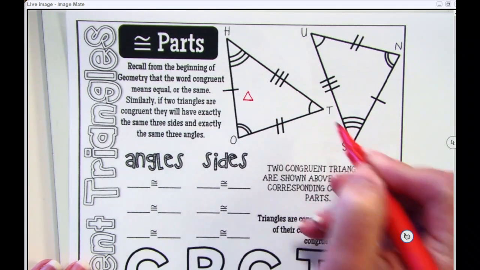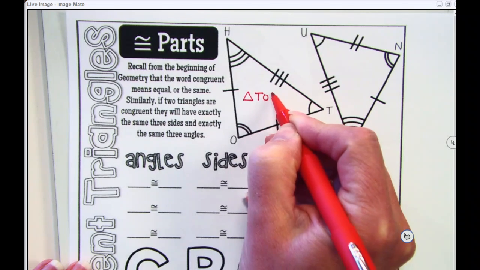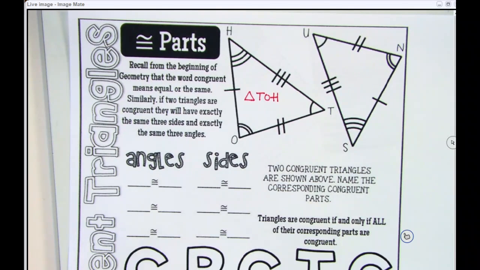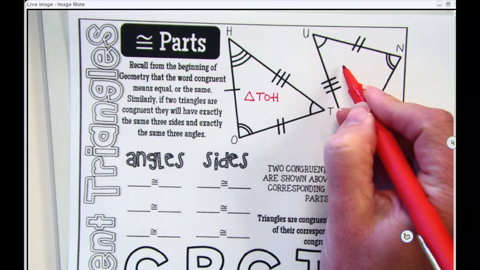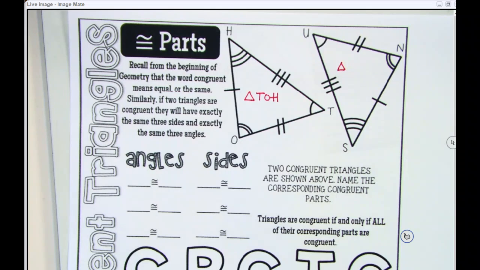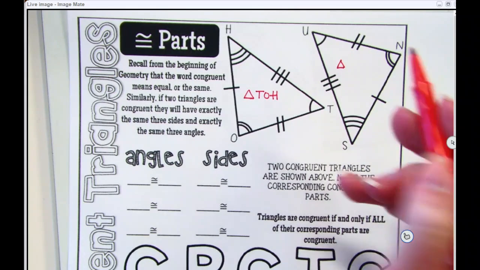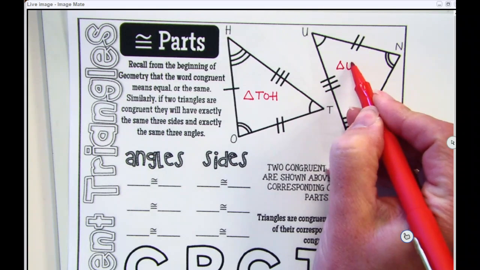If I say this is triangle TOH, then I have to label this one triangle in the exact same order. I've got to go 1, 2, 3, UNS.